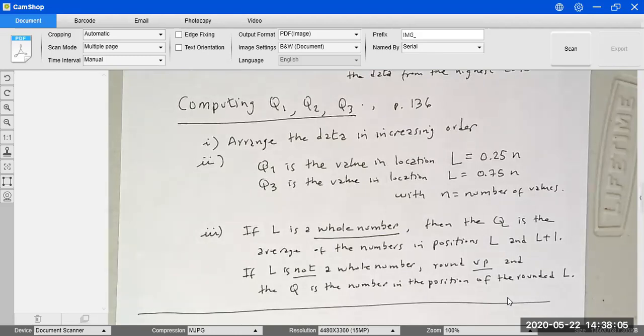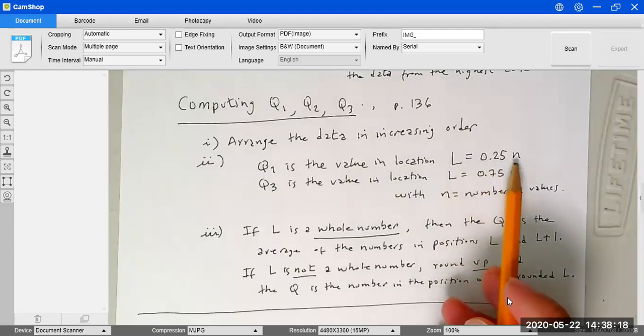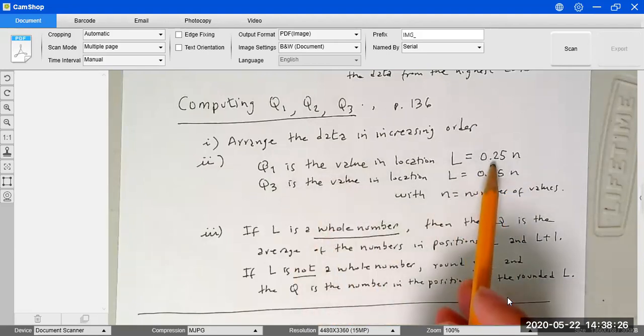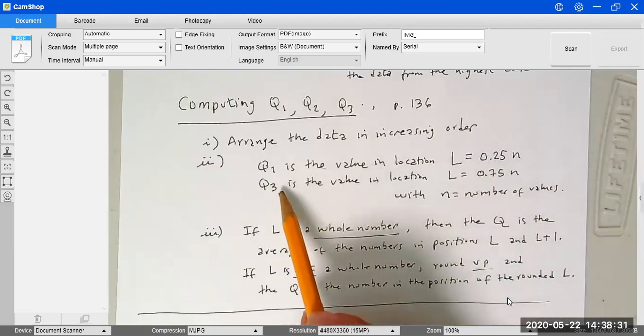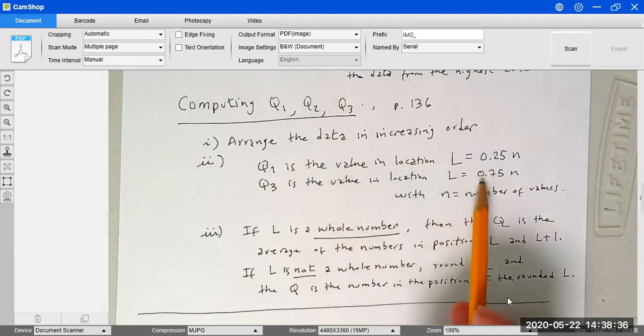Then we're going to find quartile 1 at the location that we obtain with the formula that is here. L is going to be equal to 0.25 n, where n is the number of data values. We use 0.25 because this is 1/4 of the data set. And Q3, the third quartile, is going to be the value that we find at the location 75% of the number of data values, so 0.75 times n.